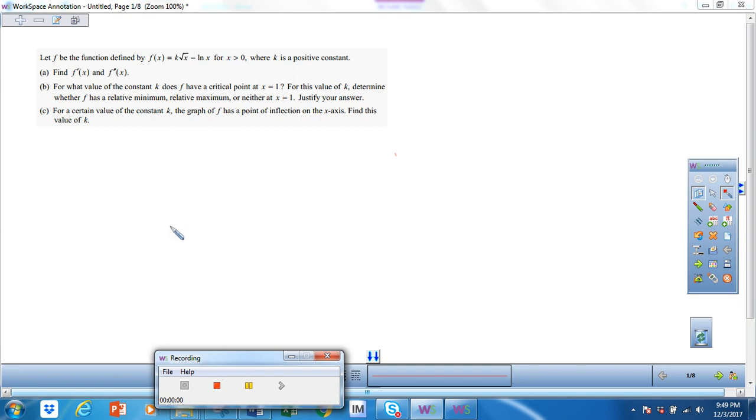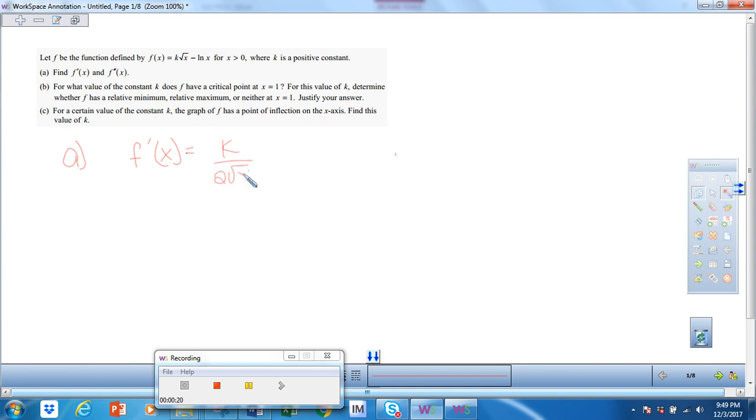Okay, this is the free response question from the morning 5 and 1. Most of you got A correct, where you just had to find the derivative. So f prime of x, finding the derivative of each term individually, got us k over 2 square root of x minus 1 over x.